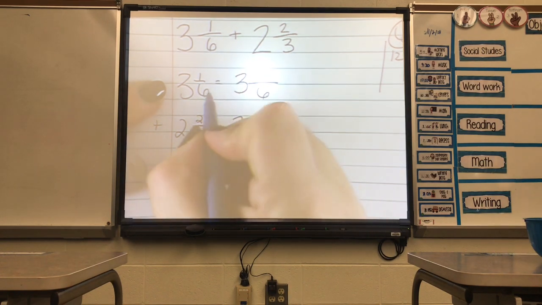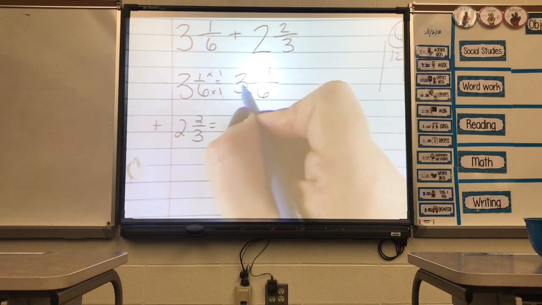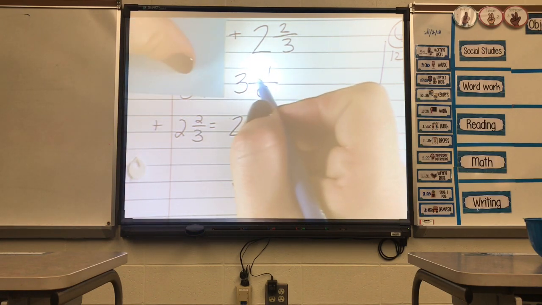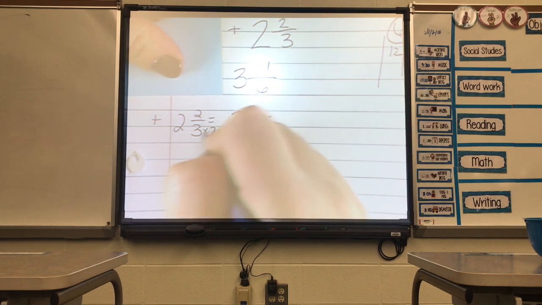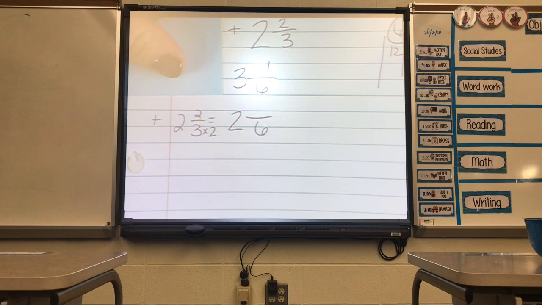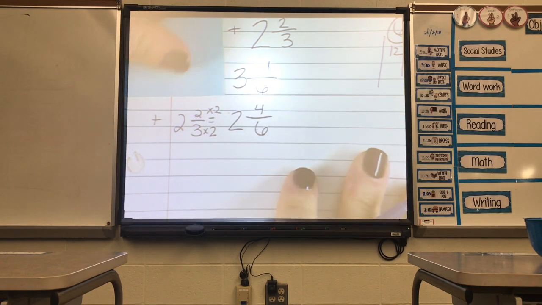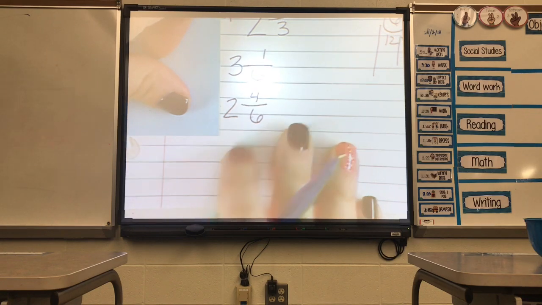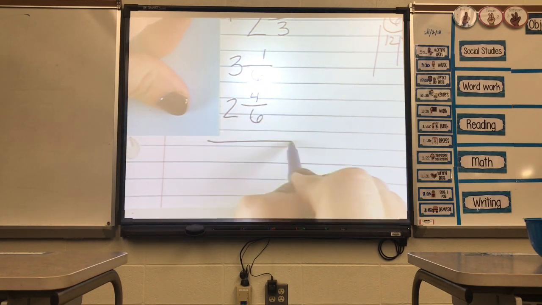Now I need to think 6 times 1 is 6. So whatever you do to the bottom, do to the top. This fraction ends up being the exact same. Down here, I have to do 3 times 2, which is 6. So I do 2 times 2, which is 4. Cover it up because I'm now done. Yes, my denominators are the same. I have fixed it all up.